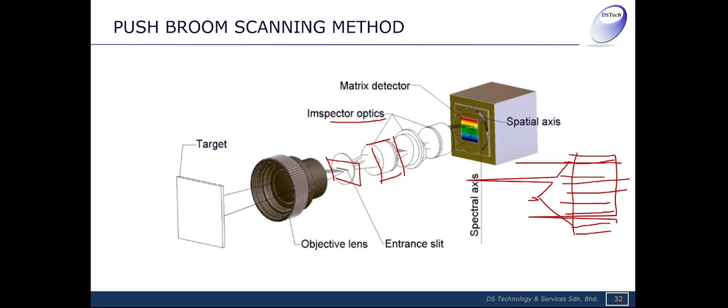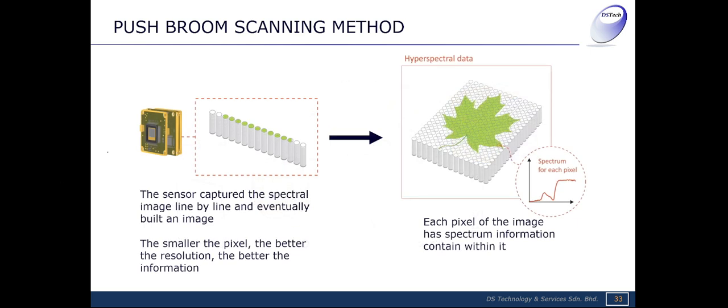Okay. So now the push broom method. As I mentioned earlier, we actually capture one pixel by one pixel. With the push broom method, you capture one whole line, and eventually a lot of lines, to build up the entire image. So this is how the normal push broom method works. It is actually quite straightforward.